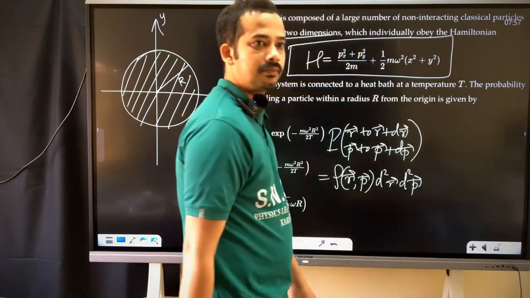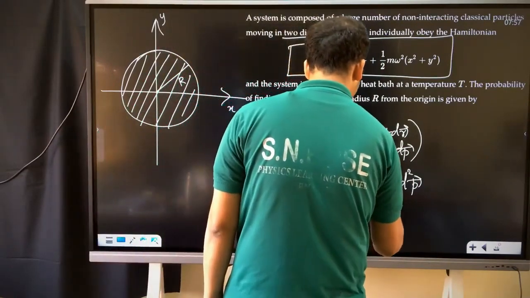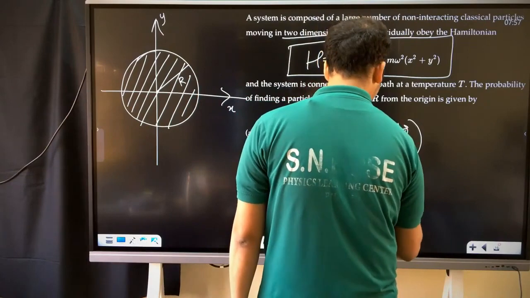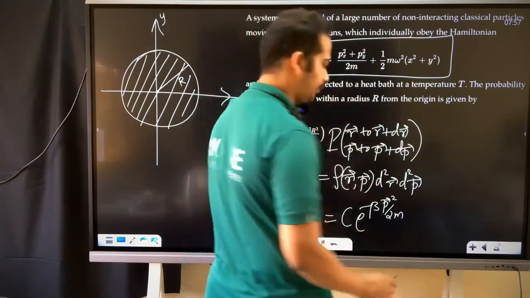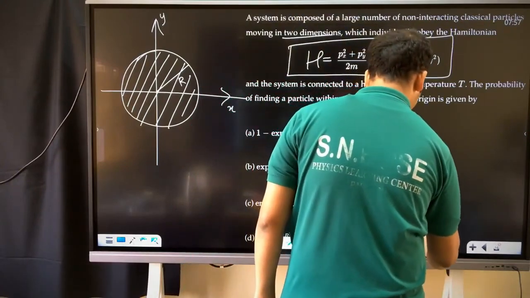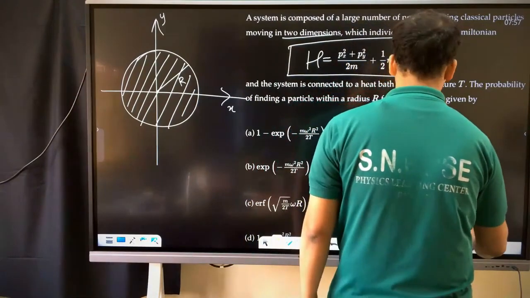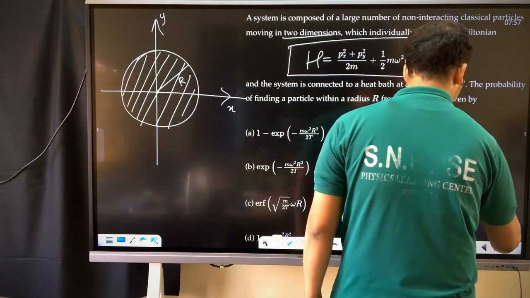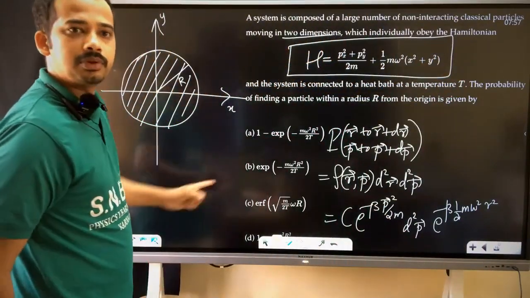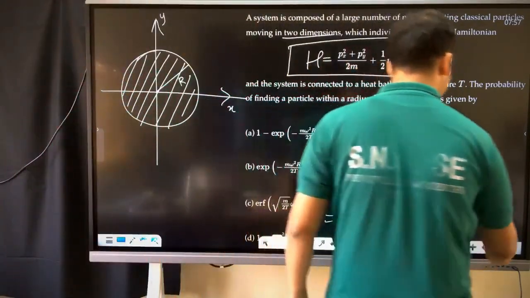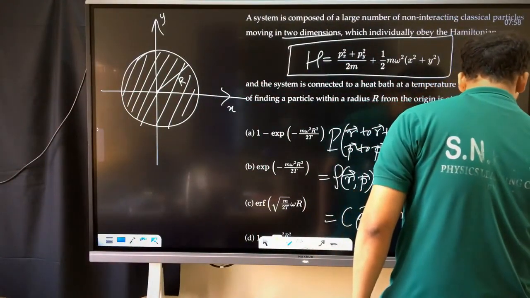Why? Two dimensions. That's equal to a constant into e power minus beta p vector square by 2m. This contains px square plus py square, into d square p, into e power minus beta half m omega square r square. Can I write r square? r square is nothing but x square plus y square. r means the plane polar coordinate r. Into d square r, isn't it?